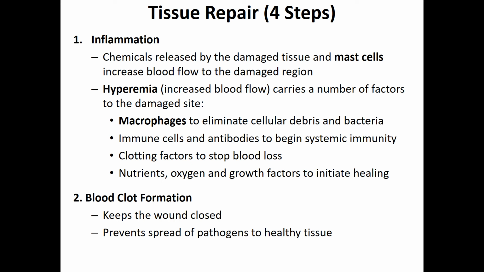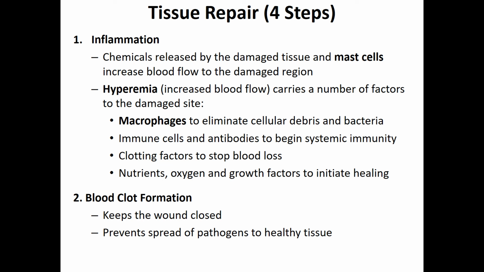Other immune cells and even antibodies that are coming from B cells, they're going to come along with this to try to initiate what we know as systemic immunity. So in case you end up with a virus that invades the body because of damaged tissue, this can prevent that virus from spreading all throughout the body. You'll also see clotting factors here so that you end up with positive feedback to stop blood loss. And then finally, as a part of all of this, you'll also see nutrients, oxygen, and growth factors that are going to help with the healing process later on.